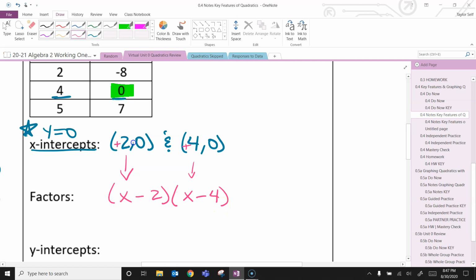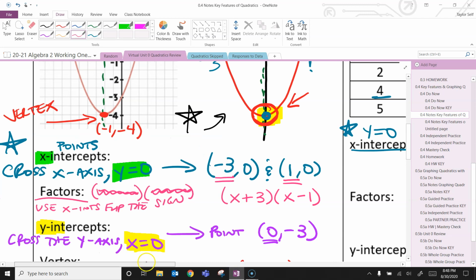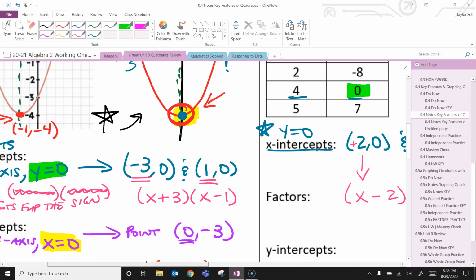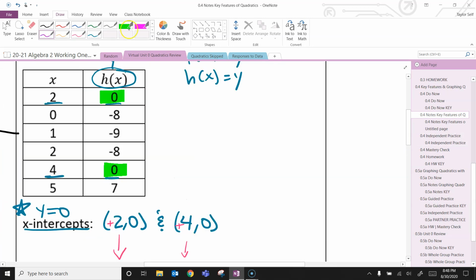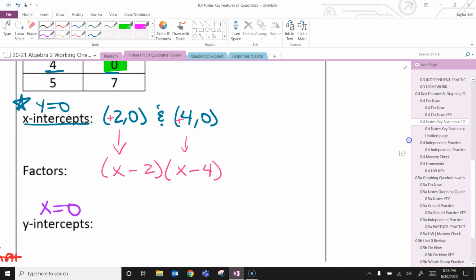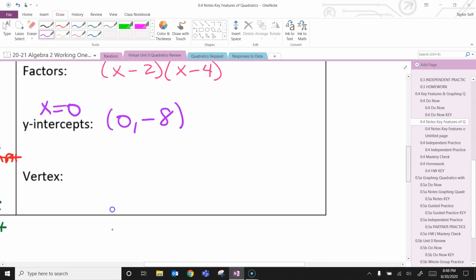All right, y-intercepts. We took a note over here for y-intercepts, and we said x equals 0 for y-intercepts. So let's remind ourselves of that again, x equals 0. And let's look back at our table. Where does x equal 0? Here's x equals 0 right there. So our y-intercept is going to be 0, negative 8. It's that point. 0, negative 8. All right, we're almost done.